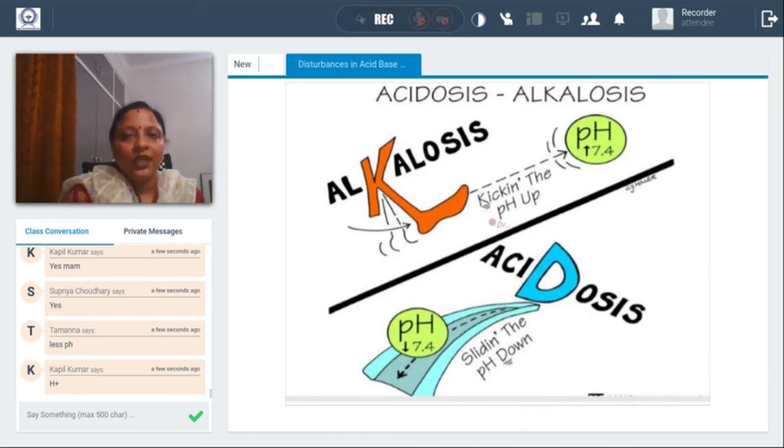So look at the pH. Is this pH up? pH 7.4. You can see here pH down below 7.4.